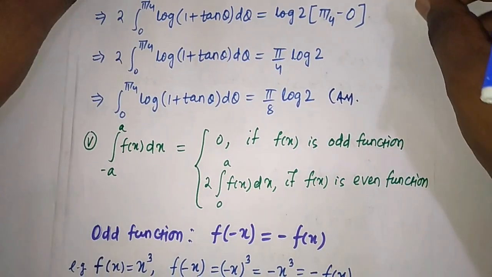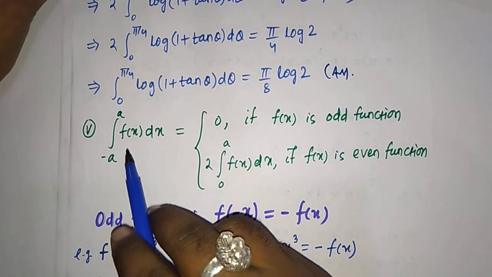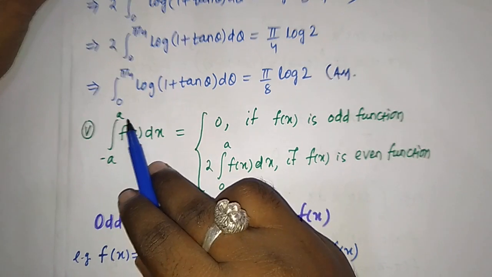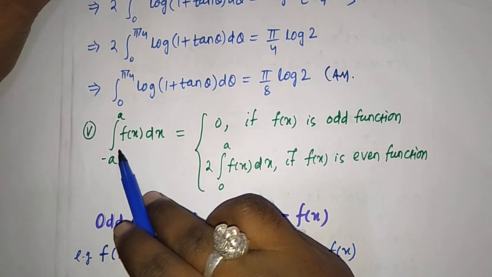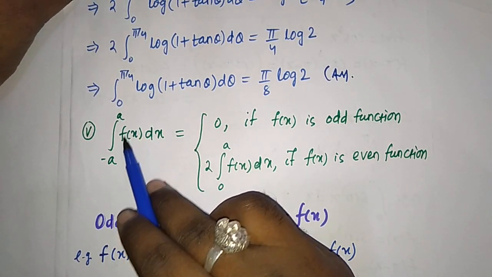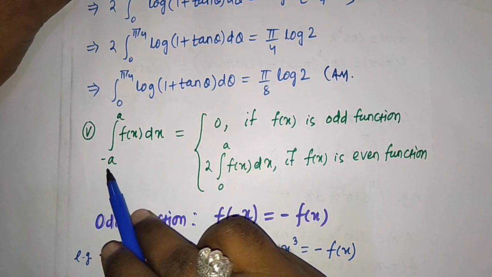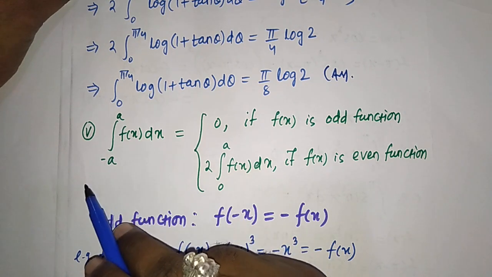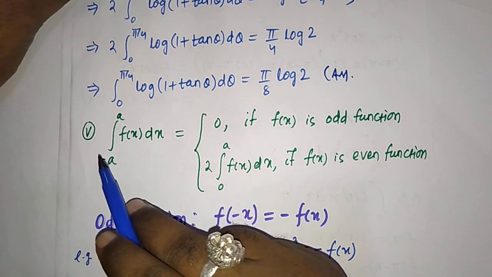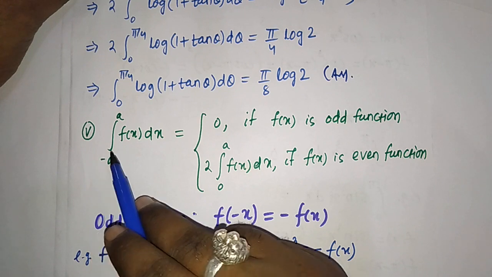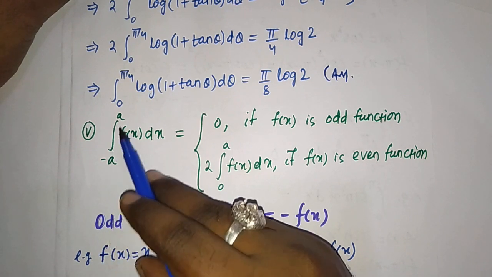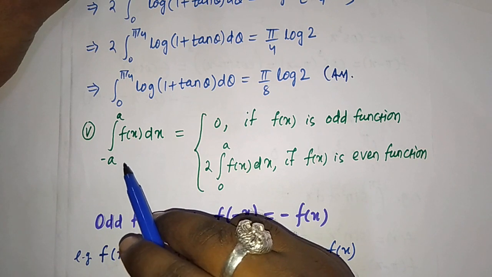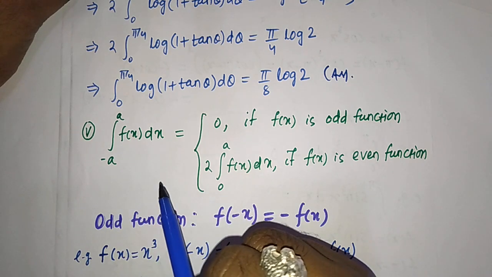property. The fifth property is the integration of f of x from minus a to a. Here you see, both the lower limit and upper limit have the same number, but one has a minus sign and the other a plus sign. Suppose it is given as minus 1 to 1, or minus 3 to 3. The number is same, its modulus value is same, but here it is minus sign, here it is plus sign. When you get this type of question, what will be the answer?